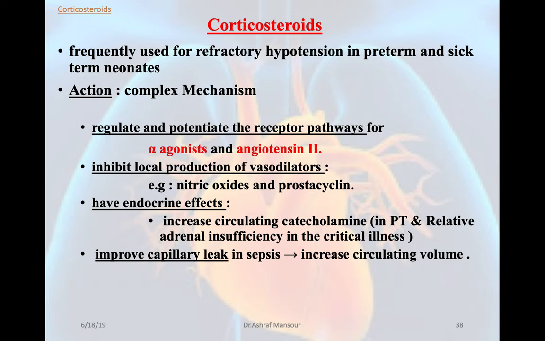Corticosteroid: its action is through a complex mechanism, and we frequently use it in refractory hypotension in a sick preterm, especially in case of sepsis. It regulates and potentiates the response pathway for the alpha agonist and angiotensin 2, and inhibits local production of vasodilators like nitric oxide and prostacyclin. It has endocrine effects, as we said, by increasing the circulating catecholamines in preterm infants in case of adrenal insufficiency or adrenal hemorrhage, improves capillary leak in case of sepsis, and increases circulatory volume.